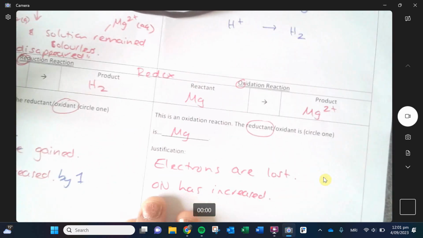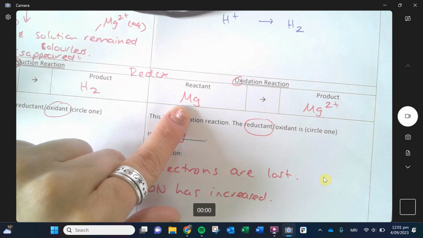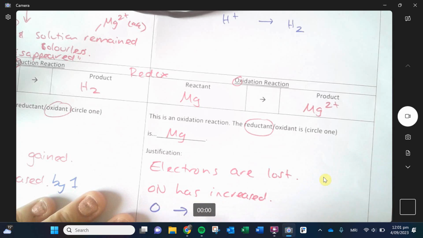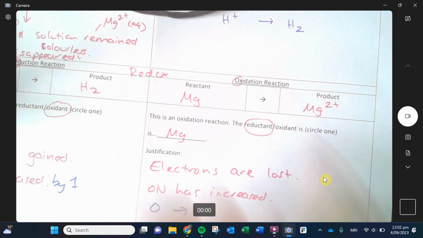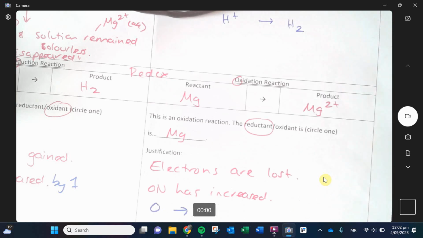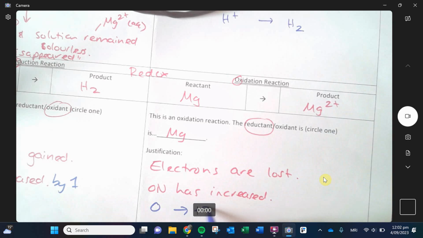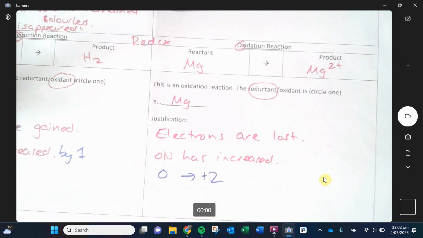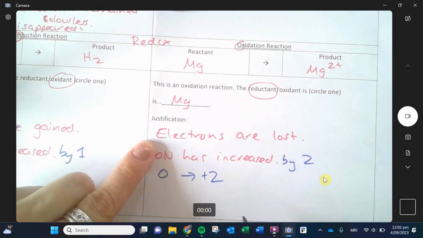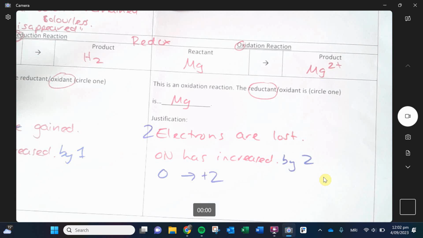Okay. Here's my magnesium. Magnesium in the elemental form. So again, it follows that first rule. Its oxidation number is 0. It's gone to the ion, and that's a monoatomic ion. So it follows rule number 2. The charge is equal to the oxidation number. And again, I see that it's increased, which is good, because that's what I said is oxidation. So it's increased by 2, and we have 2 electrons that were lost. So the trickiest thing is going to be doing that oxidation math.